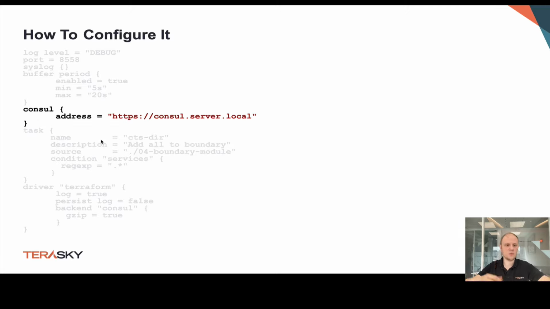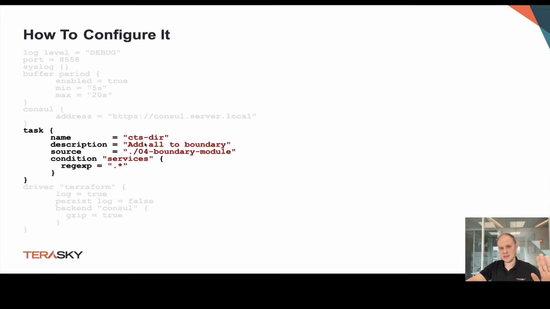Now, this part is how do we connect to Consul itself. What is the Consul that we need to pull data from? And the task. This is the magic. So it has the name of the task and it has the description of the task. And then you specify the module that you pull, like calling a module, just a source. And the condition is what is the change that you are expecting. So in our case, the condition, we're checking services and it supports regular expression. So you can either wait for a specific service or you can wait for just anything that matches the regular expression.